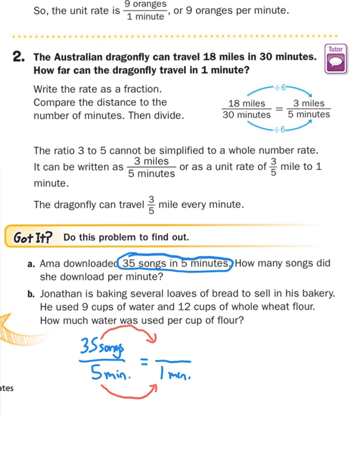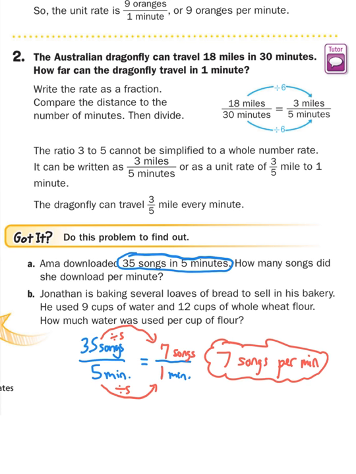Okay, let's see how you did. So 5 divided by 5 is 1. You always divide by itself. And 35 divided by 5 is 7. So when you write your answer, it should be 7 songs per minute. All right, that's your answer to A. Now, you are going to try B by yourself. So what I want you to do is pause the video, do B, and when you're done, restart it and go over it and check your answer with me. Go ahead, pause it now.